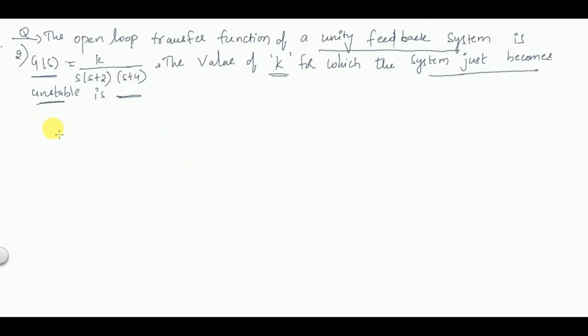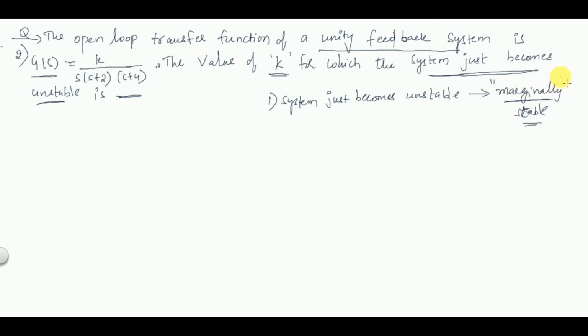So here there are some points to be remembered. First, if a system just becomes unstable, that is, it is about to become unstable, the system is said to be marginally stable. It is about to become unstable, so that is why it is a marginally stable system. So whenever you see the words "system just becomes unstable", you have to think that it is a marginally stable system.